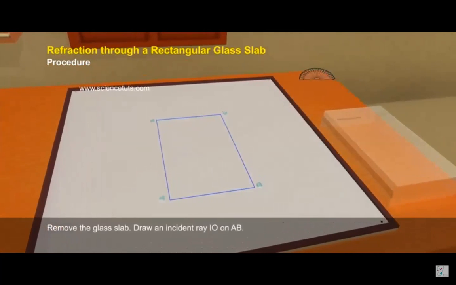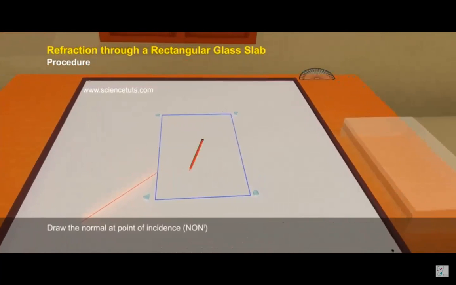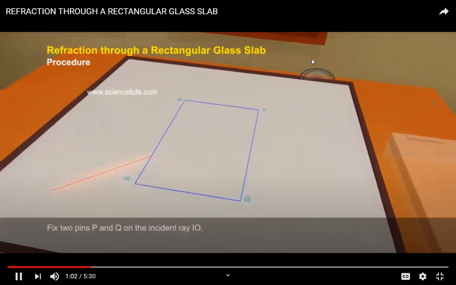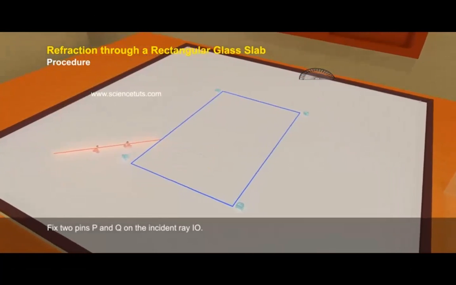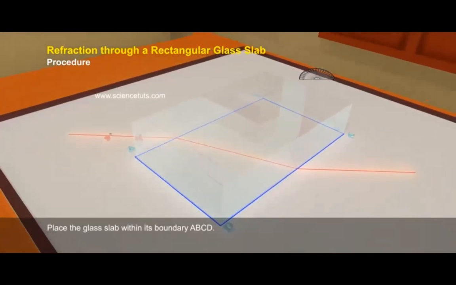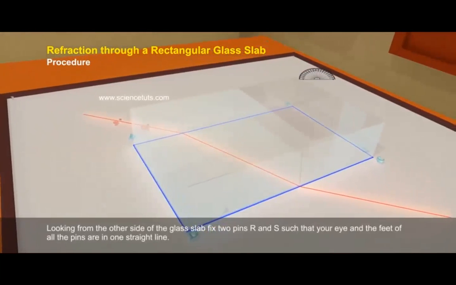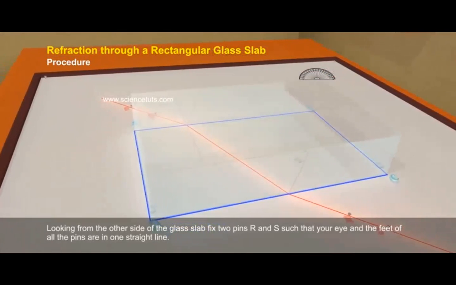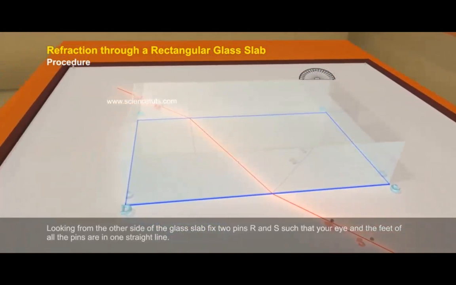Draw an incident ray, IO, on AB. Draw the normal at the point of incidence, NON dash. Fix two pins, P and Q, on the incident ray, IO. Place the glass slab within its boundary, ABCD. Looking from the other side of the glass slab, fix two pins R and S, such that your eye and the feet of all the pins are in one straight line.